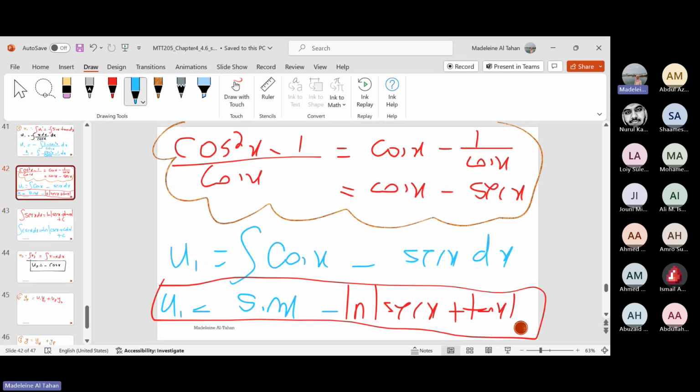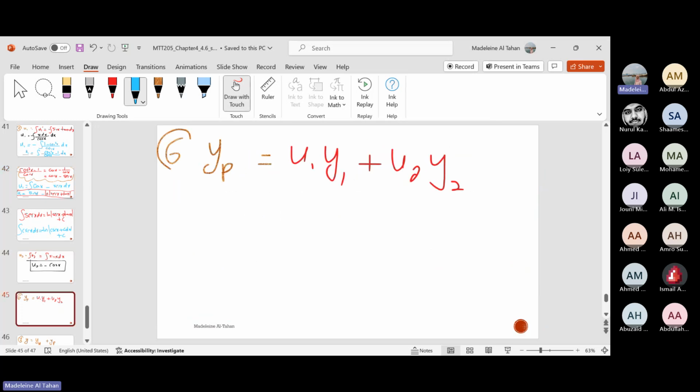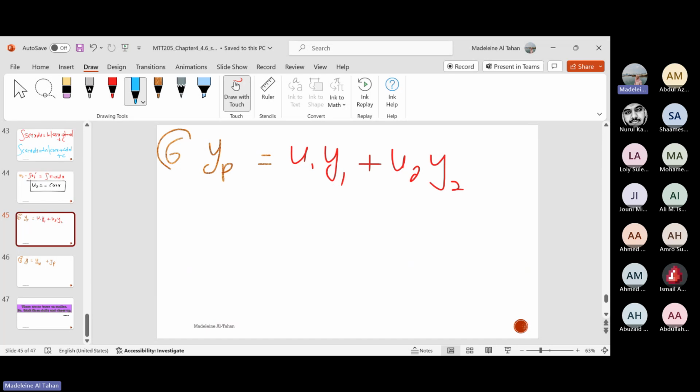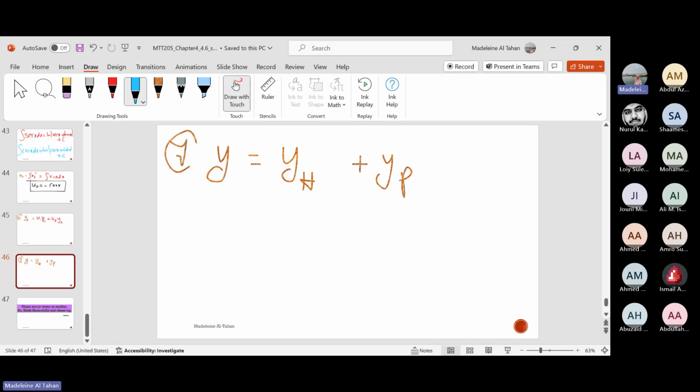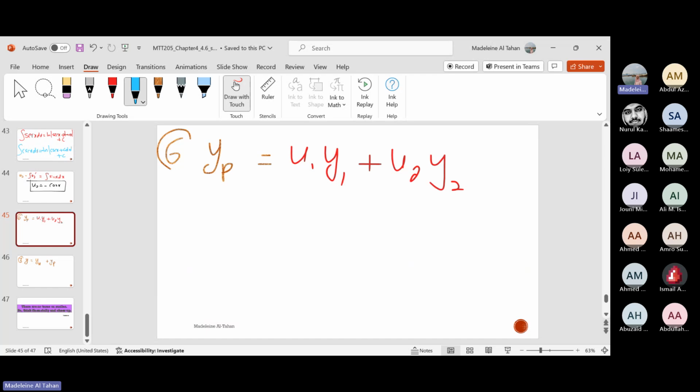So we got now u1, we got u2. We will substitute in the exam. In the exam, you shouldn't keep them just as u1 and u2. You should put the values, put them as functions, okay? You will write u1 and u2, and then y is equal to what? yH plus yP.